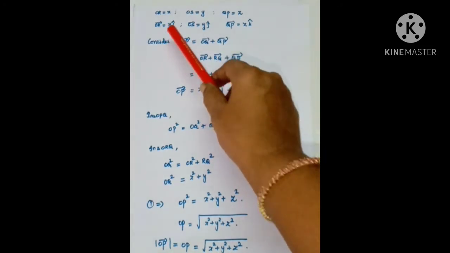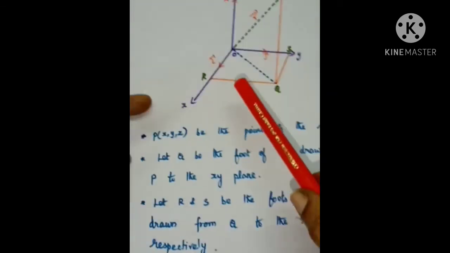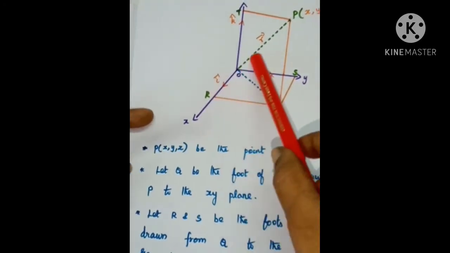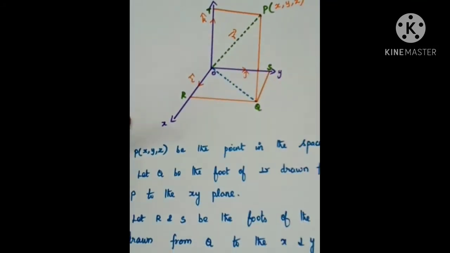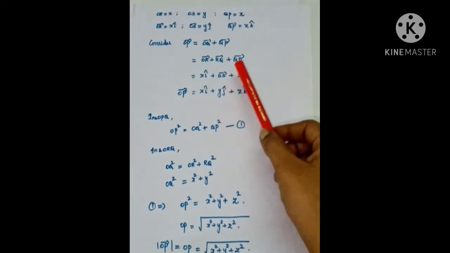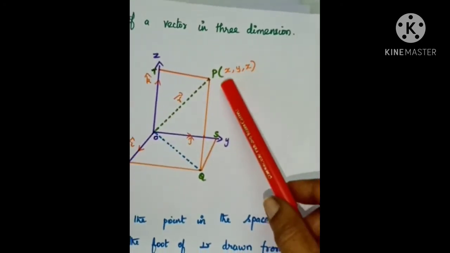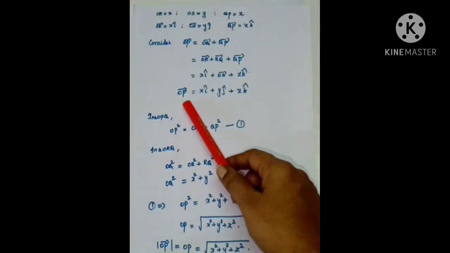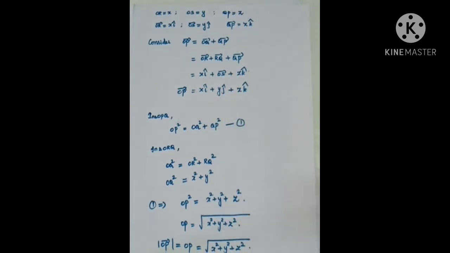So what is the OR vector? It is X i cap. And the RQ vector and OS vector are parallel as well as equal, because this plane looks like a parallelogram. So therefore the RQ vector is exactly equal to the OS vector. So the OS vector is Y j cap. And the QP vector is Z k cap. So if P has the coordinates x, y, z in space, then the position vector can be written as x i cap plus y j cap plus z k cap.